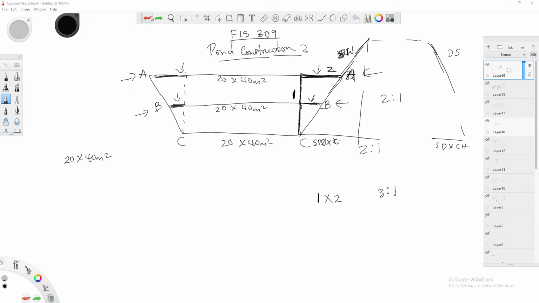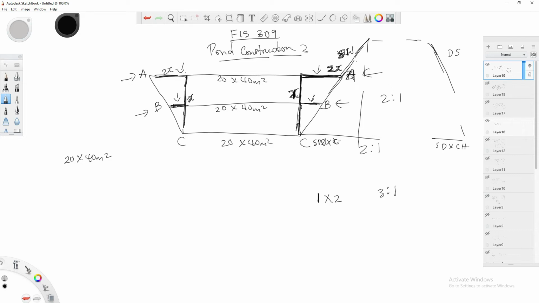So I hope we get that idea. Now, if this place is 1, that means this is 2. That means if this place is x, this place will be 2 times x. So let's take the construction height to be x, the depth of excavation to be x. So this place is 2x. Likewise here too, let's take the water depth to be x, the depth of excavation to be x. It means this place is 2x.